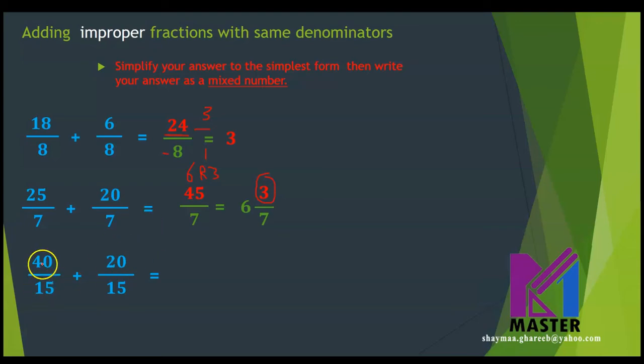The next example, 40 over 15 plus 20 over 15, it will give me 60 over 15. I can divide up and down by, what do you think? Can I divide the 60 by 15 or not? Yes, of course. 60 over 15, same as 60 divided by 15, which is 4. So another example here that gives us a whole number at the end. Is this clear?